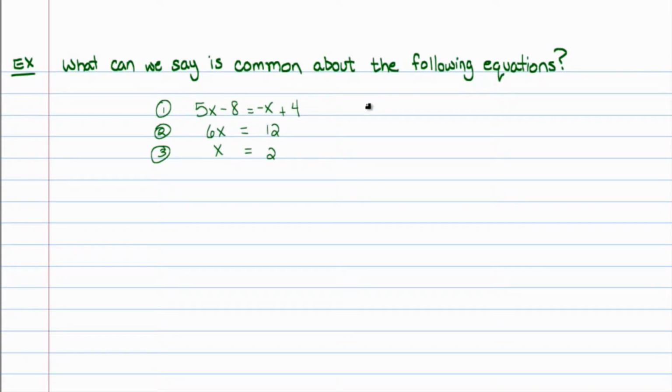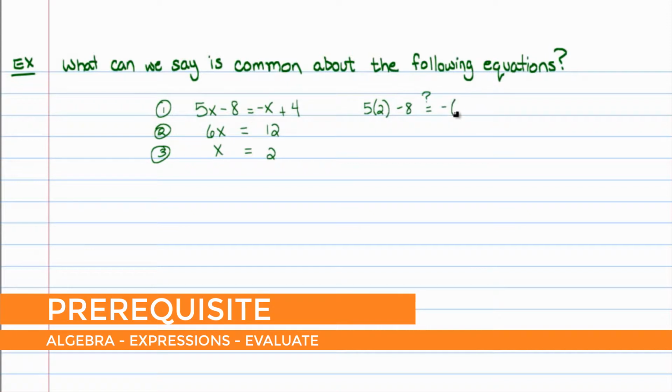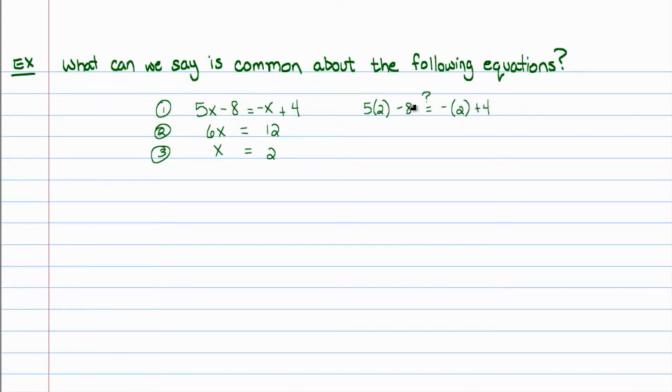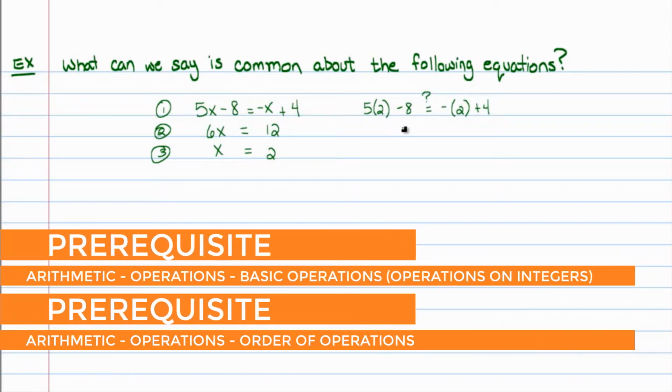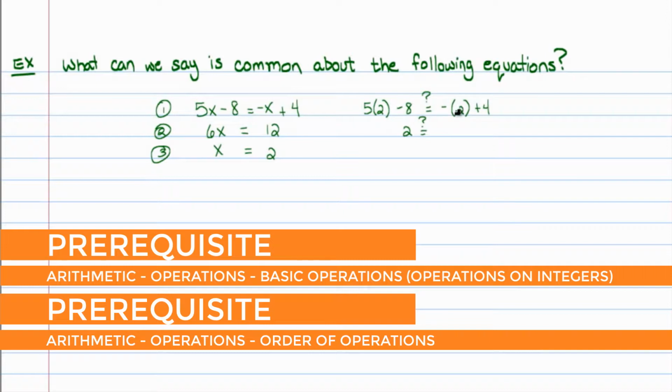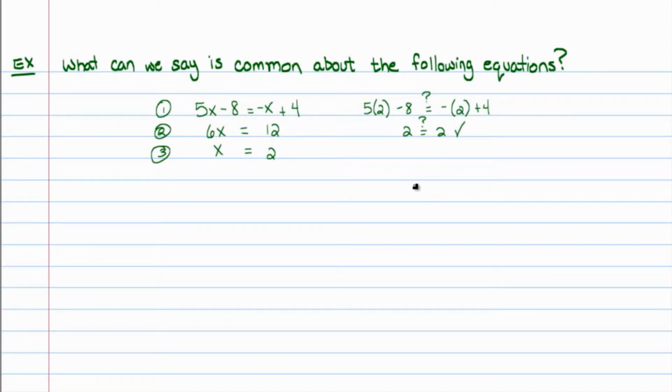Along the same lines, actually, the first one, if we were to let x equal 2, I always do my math with a question mark over the equal sign because it makes it clear that we don't know if these two sides are equal yet. That would be 10 minus 8, which is 2. And on the right-hand side, negative 2 plus 4 is 2. Which is a true statement. What these three equations have in common is they all have 2 as a solution. And in fact, they all have x equals 2 as a solution.